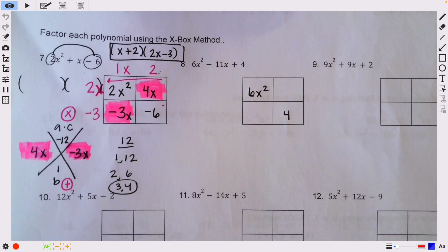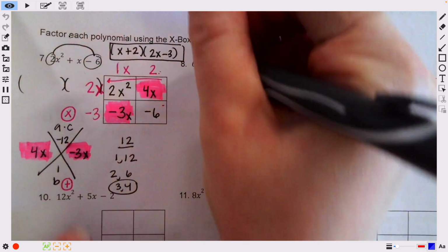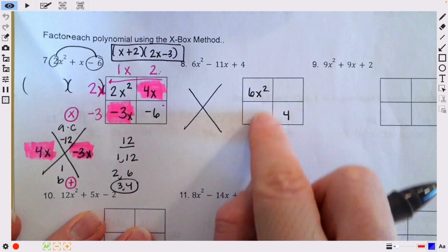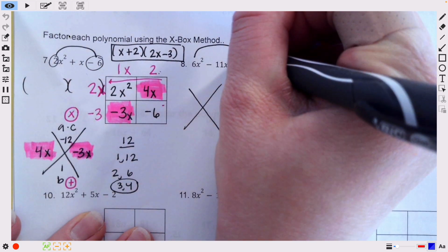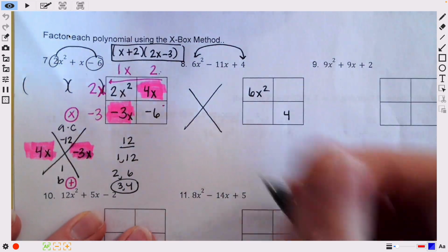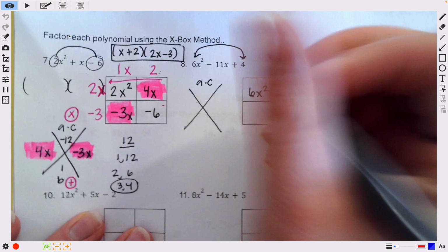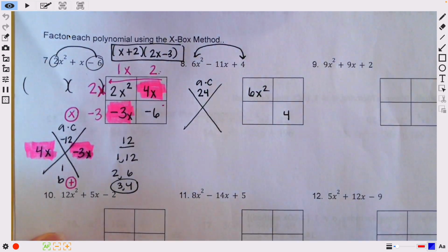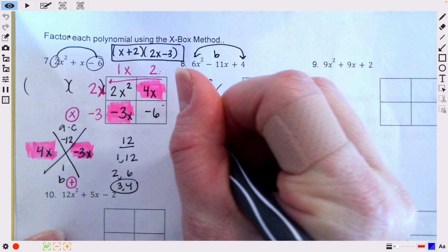All right. We are looking for our middle terms. So the x just helps me figure out what goes in the diagonal boxes. Start with the top. 6 times 4. A times C. What's 6 times 4? 64. I'm playing. 6 times 4 is 24. I just wanted to say that. B is the middle term. That's negative 11.